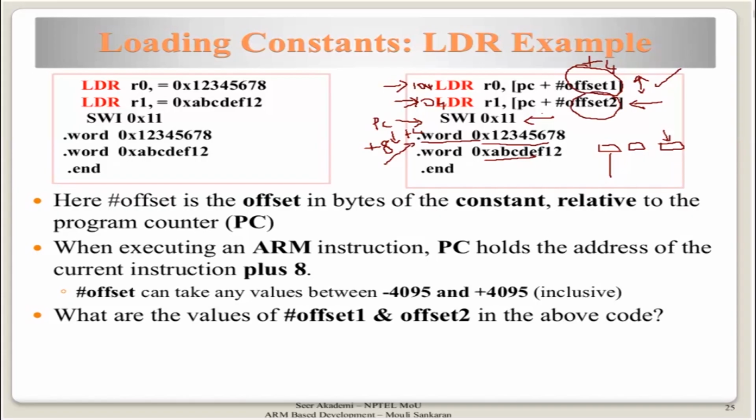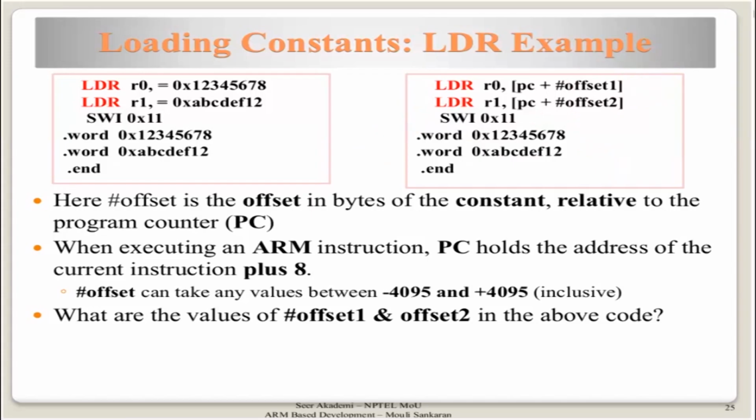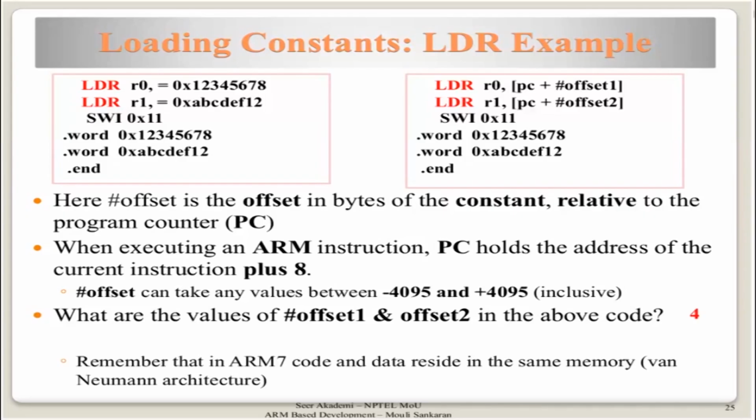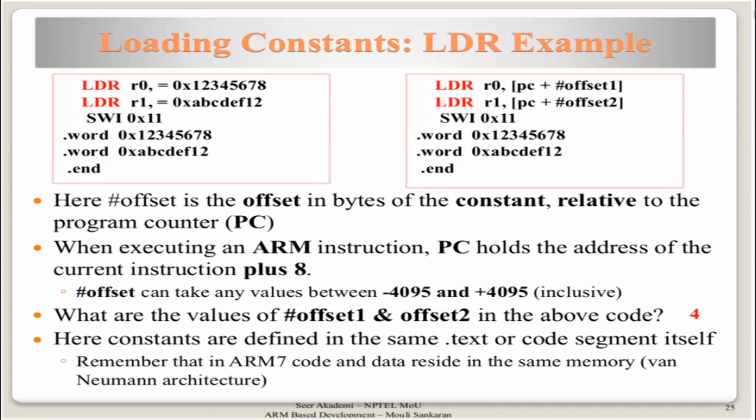But why have I put this word just below this SWI? Because SWI makes sure that the control goes back to the simulator. This is very specific to the ARM simulator that we are using for our course. So there is no harm in declaring some data elements here, and you won't have any problem. So 4 will be the answer. Remember that code and data can reside together because of the von Neumann architecture.